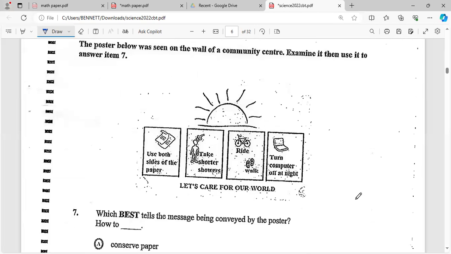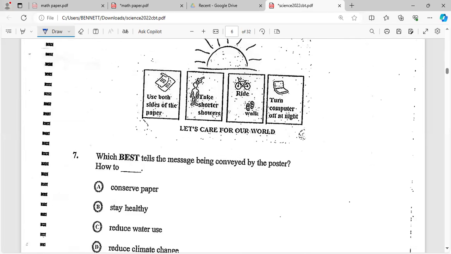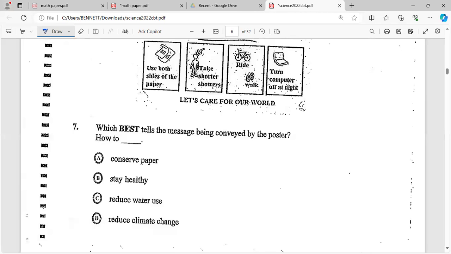The poster below was seen on the wall of a community center. Examine it and then use it to answer item 7. Which best tells the message being conveyed by the poster? A, conserve paper. B, stay healthy. C, reduce water use. D, reduce climate change. And that would be D, reduce climate change.